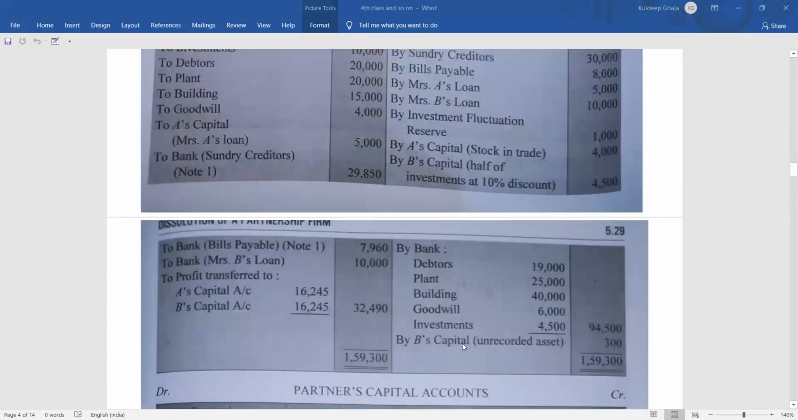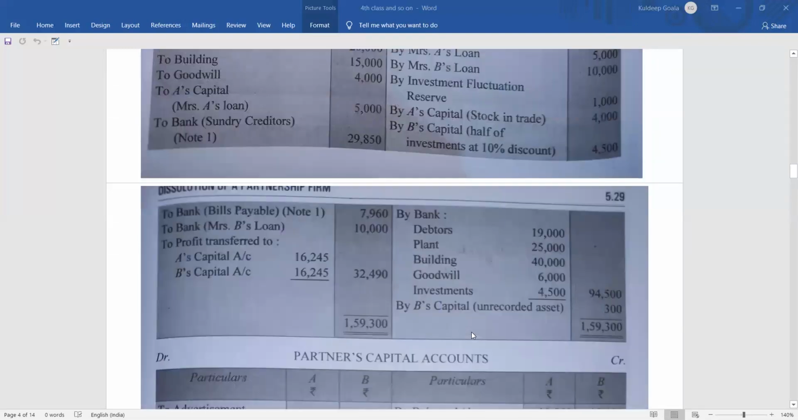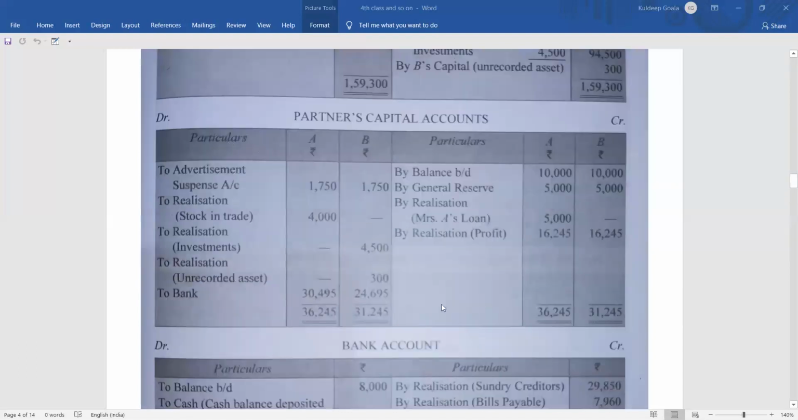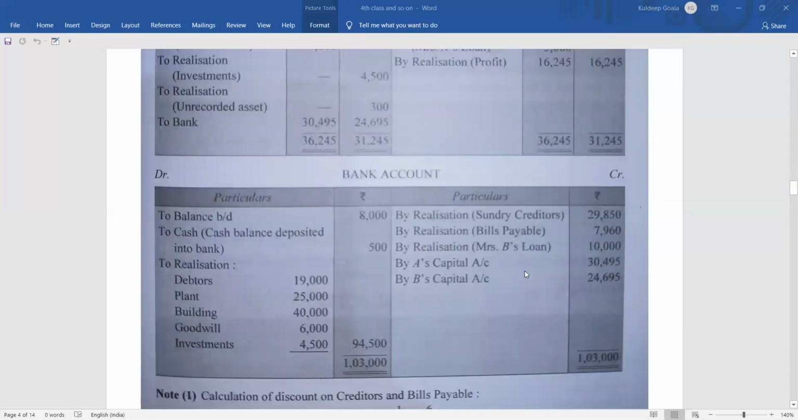Then we will go for the bank entries in the capital account. I hope it is clear up to here. Now we'll go to the capital account. In the capital account, we can see only one bank entry. That is the final payment to A and B. So the journal entry is like this: A's capital account debit, B's capital account debit to bank. So in the bank credit side, by A's capital account 30,495, and in case of B, by B's capital account 24,695. So you can see by A's capital account is 30,495, by B's capital account it is 24,695.